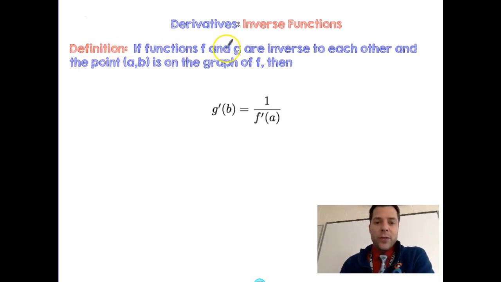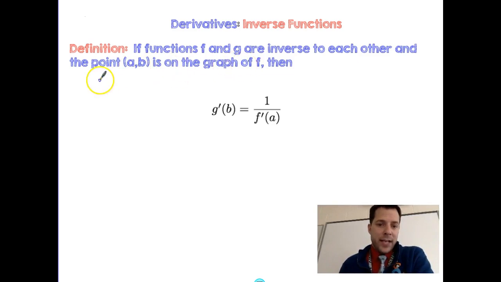If two functions f and g are inverses to each other, and (a, b) is on f, then the following definition we can use to do this. So what we know is that g of x is the inverse of f. To find the derivative of the inverse, we just have to take 1 over the derivative of the function. Okay, so a couple things to point out.